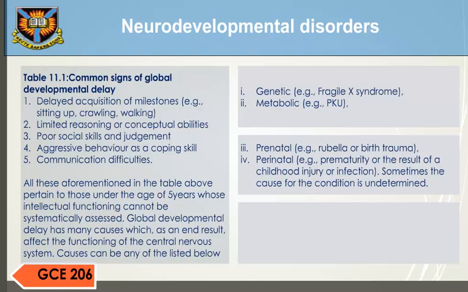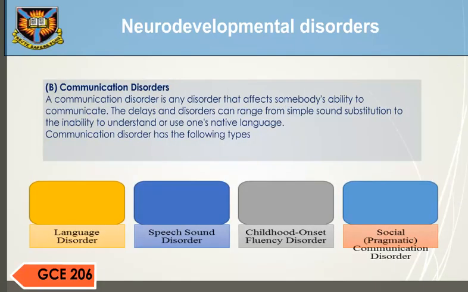Perinatal, for instance, prematurity, or the result of a childhood injury or infection. Sometimes the cause for the condition is undetermined. B. Communication disorders. A communication disorder is any disorder that affects somebody's ability to communicate. The delays and disorders can range from simple sound substitution to the inability to understand or use one's native language.